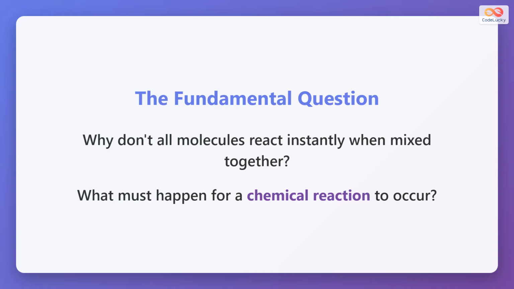Let's start with an important question. Why don't all molecules react instantly when we mix them together? If you've ever mixed two chemicals and wondered why the reaction takes time, or why some mixtures don't react at all, you're asking the right question. What must actually happen for a chemical reaction to occur? The answer lies in understanding what happens at the molecular level when substances interact.